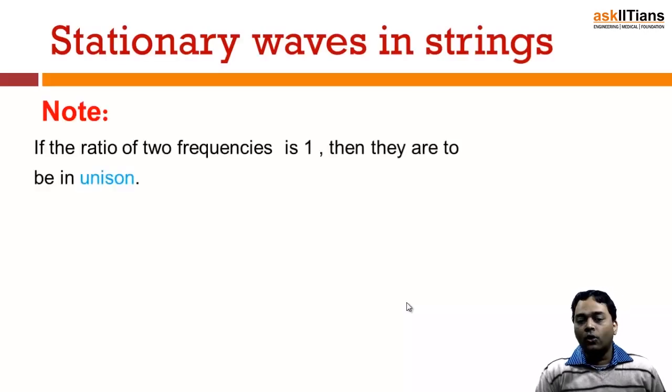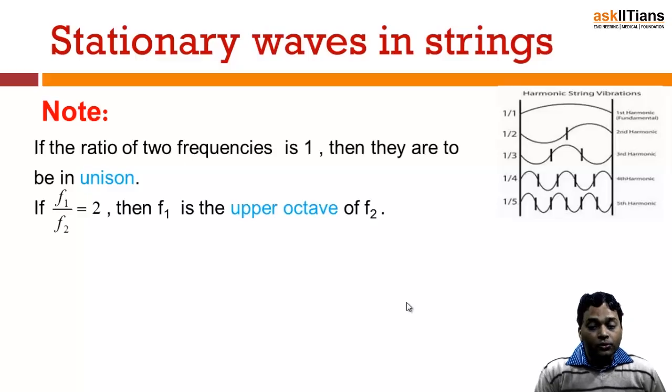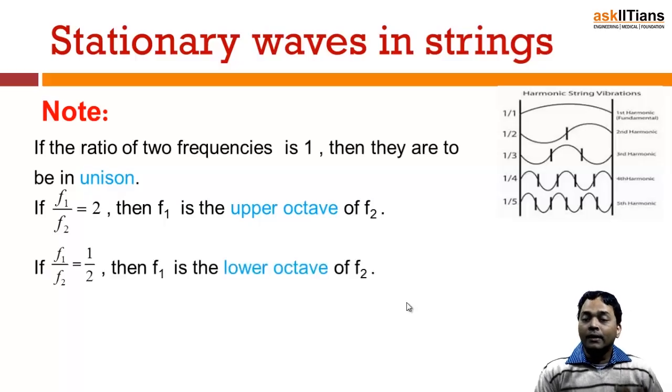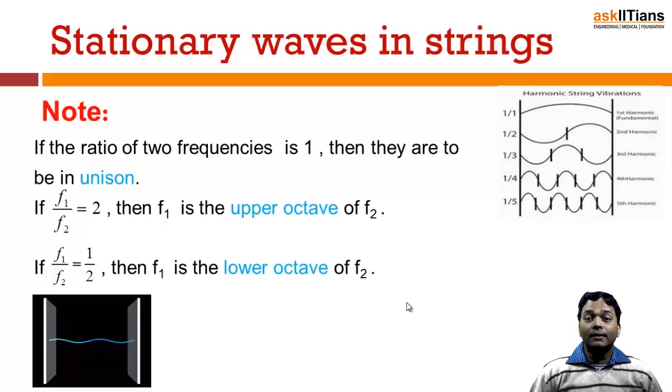If the ratio of two frequencies is equal to 1, then they are said to be in unison, that is, they are moving together. If f1 by f2 is equal to 2, this is very, very important, then f1 is known as the upper octave of f2. If it is the other way around, then f1 is known as the lower octave of f2. These are the things that you have to keep in mind always.